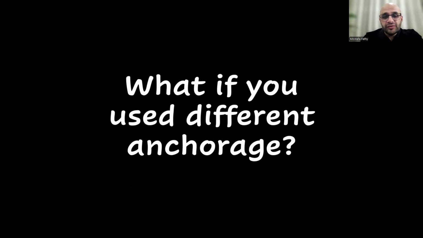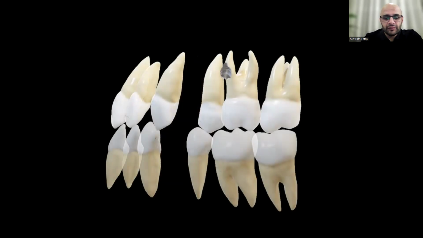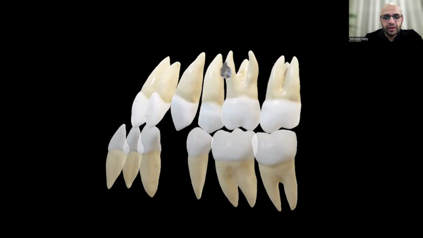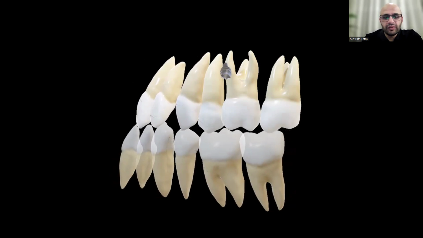So what if you use the different anchorage? If you used maximum anchorage, for example, in the upper arch and moderate anchorage in the lower arch, you will end up with class 3 molar relationship and class 3 canine relationship. So you must use also maximum anchorage in the lower arch.